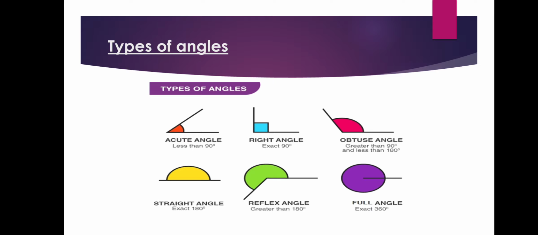Then third is the obtuse angle. An angle which is greater than 90 degrees but less than 180 degrees is called an obtuse angle. Fourth is the straight angle. The measurement of the straight angle is always 180 degrees. Then fifth is the reflex angle. A reflex angle is greater than 180 degrees. Then there is the full angle, also called the whole angle, whose measurement is exactly 360 degrees. So these are the various types of angles.